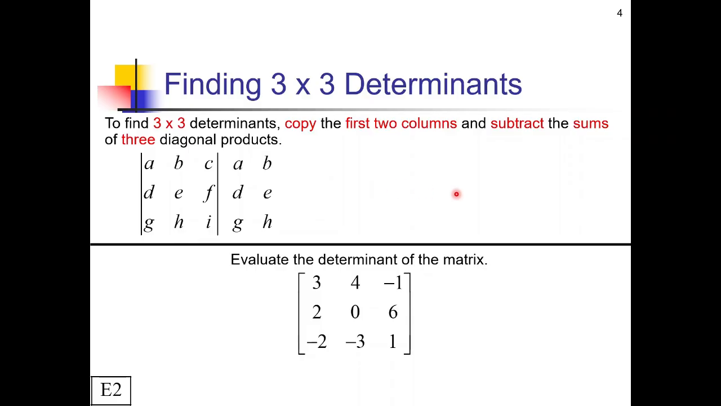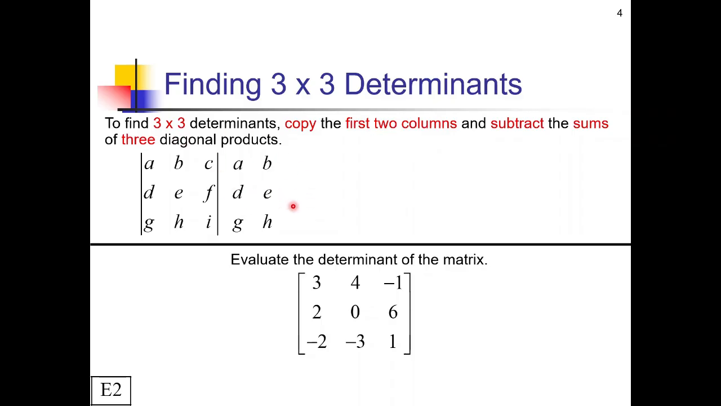So what we're going to do is we're still going to be subtracting some products, but instead of just subtracting one product from another, we're actually going to have 3 products in each diagonal direction that we're going to be adding up and then subtracting. So as I said here, we're going to subtract the sums of three diagonal products.